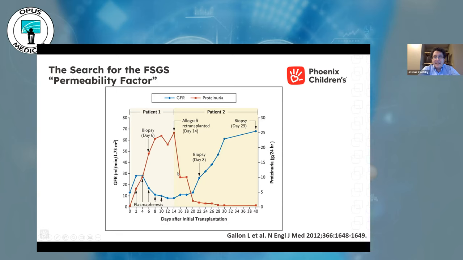And amazingly, at day 14, they removed that allograft from the first patient and transplanted it into another patient, patient two, who did not have a history of FSGS. All of a sudden, the proteinuria disappeared and the kidney started working.